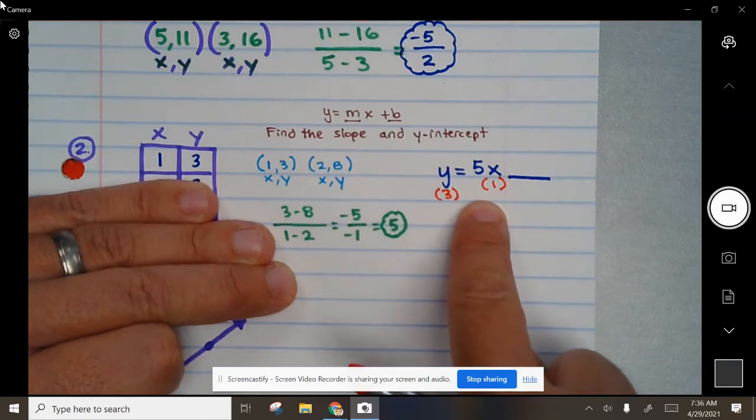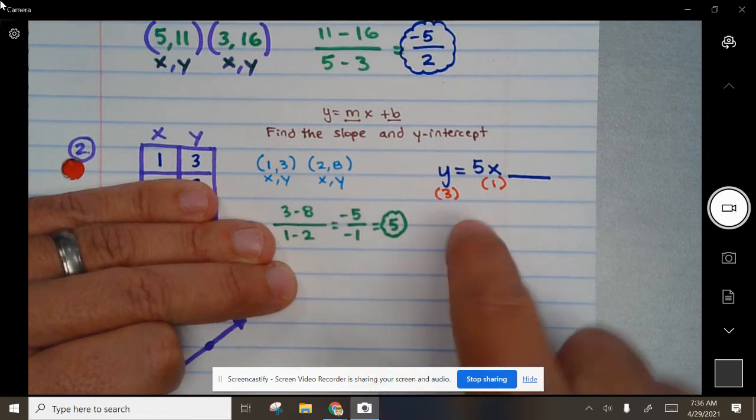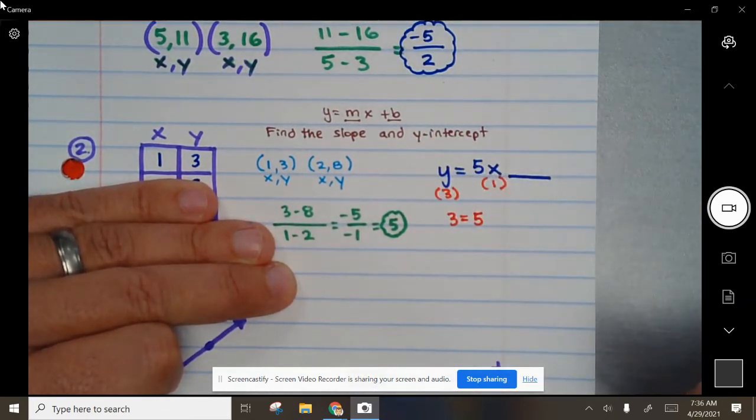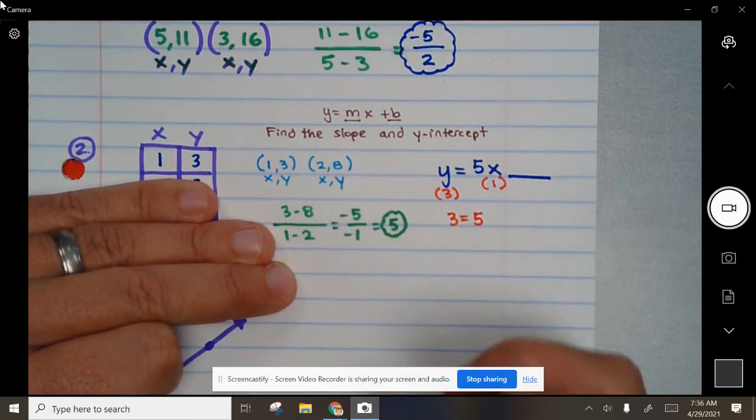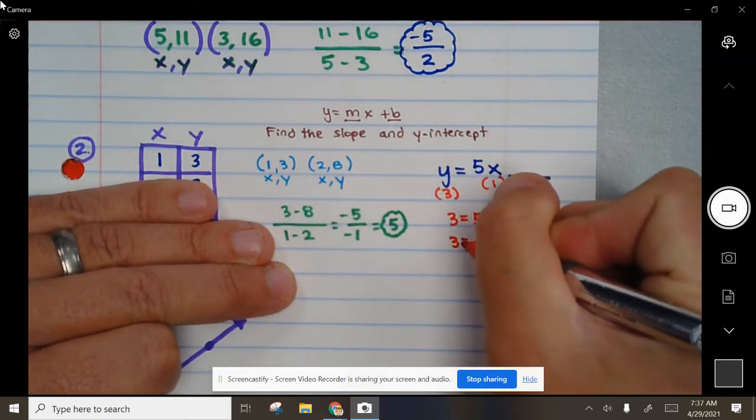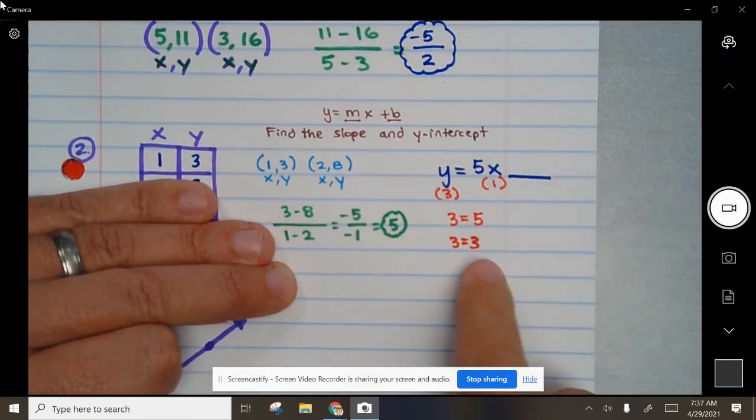Now we're going to read the sentence. This is like language arts now. We're going to read this sentence. Does 3 equal 5? Does 3 equal 5? No. Marusik, I don't get what you're saying. Of course it doesn't. What do we want to do? We want to get to a point where we have 3 equals 3.